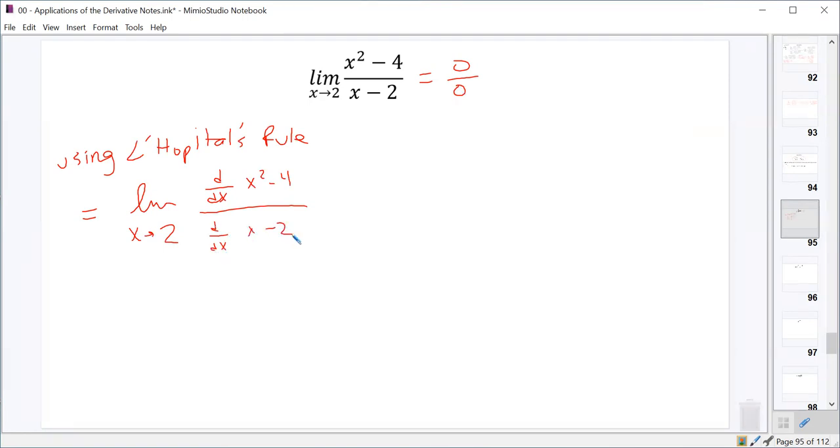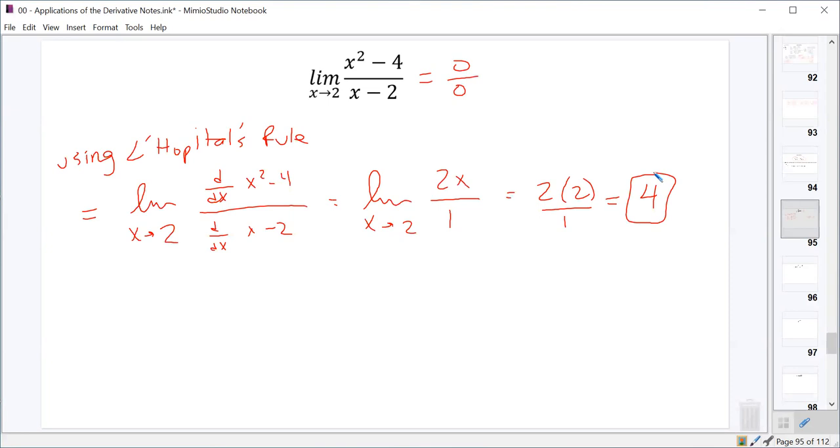And you're not going to have to write this little step out. Normally, you'll just take the derivatives, 2x and 1, and now we'll just evaluate this at x equals 2. Well, that's just 2 times 2 over 1, which is 4. And that's the answer to this problem.